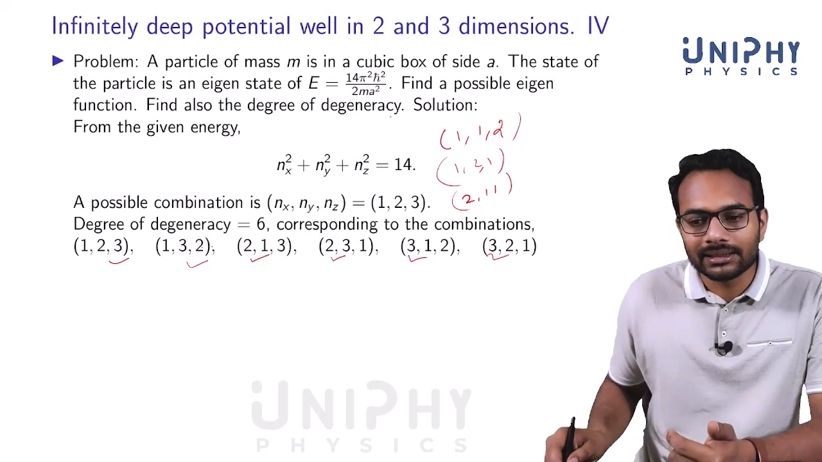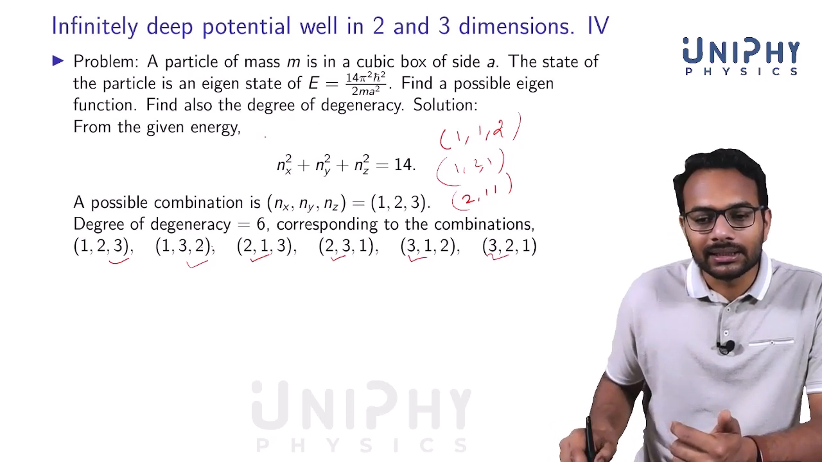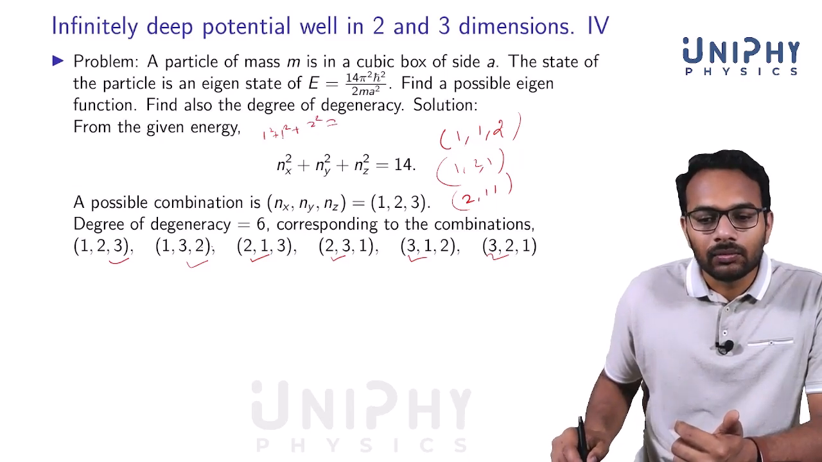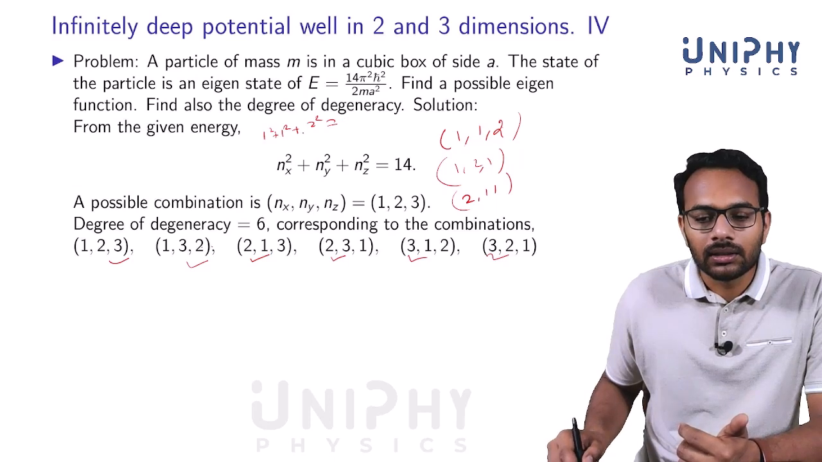Okay, that's just an example. For example, in this case, it is 1 square plus 1 square plus 2 square. So the energy is 1 plus 1 plus 4. Okay, that's 6. The energy, the n square value.